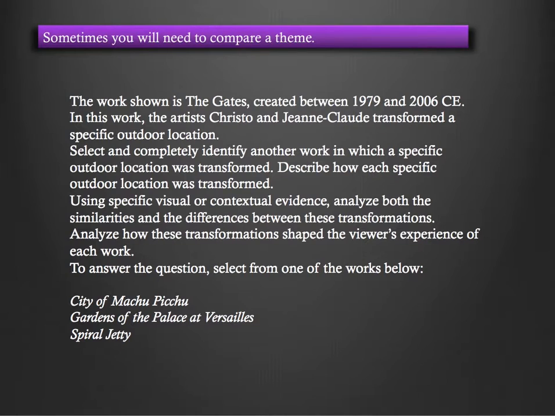Again, we have a multi-step question here, and we need to include every one of these things in our final response. Now, they'll always give you works to pick from, almost always, and I've narrowed down the choices in this example to ones that we have seen in your lessons. So, the city of Machu Picchu, the gardens of the Palace of Versailles, and the Spiral Jetty are all examples of outdoor locations where things have been transformed. And so that's what we're looking for here.